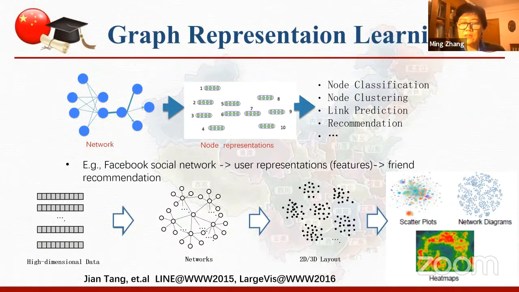And the other one is on large-scale network embedding, published in WWW 2016. So we have very efficient graph representation learning models. It's kind of a large information network embedding.